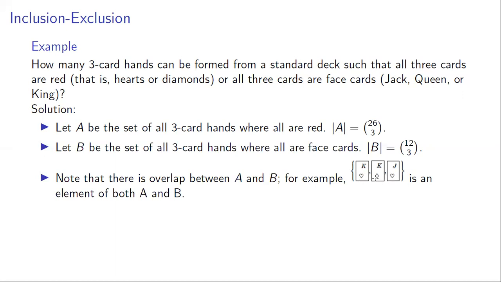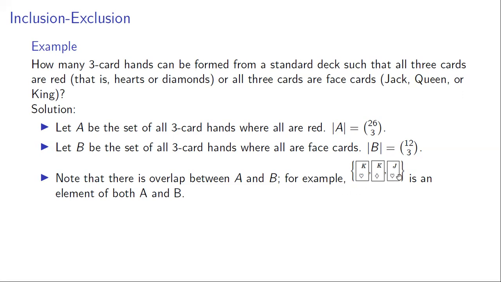I mean, this is diamonds. This is a heart. This is a diamond. This is a heart. These are all red cards, and these are all face cards. So this is a group of 3 cards, all of which are red and all of which are face cards. So there is overlap between A and B.